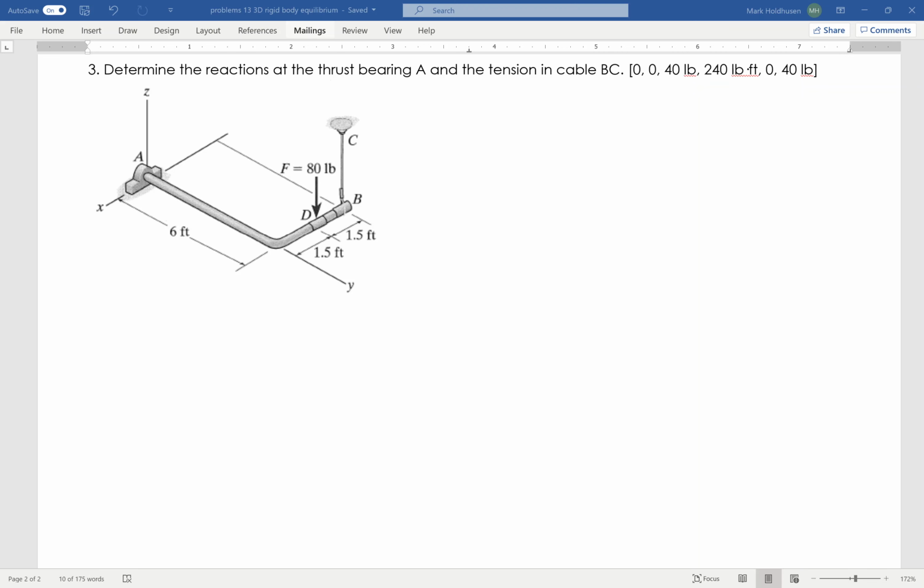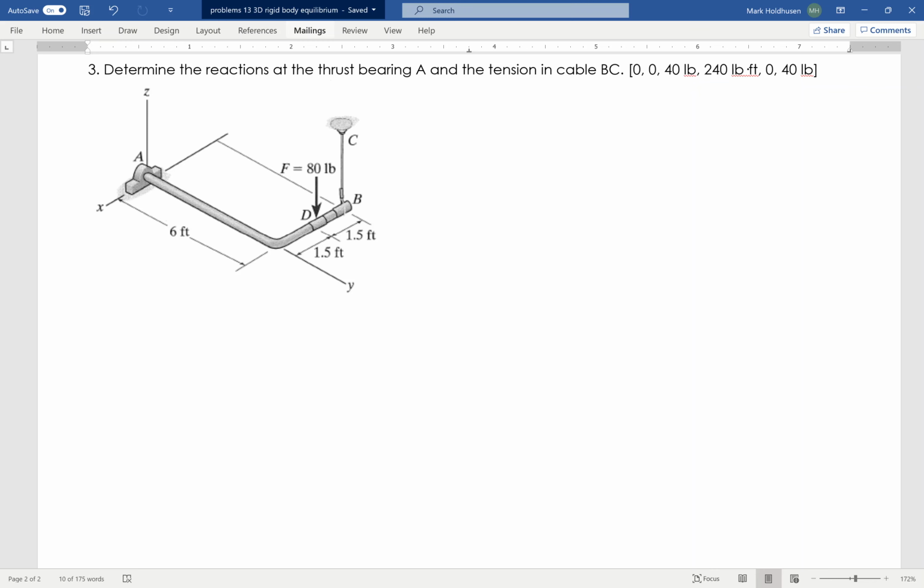Okay, I have a rigid body here. It's got a thrust bearing at A. We'll talk about what that means exactly in a second. And then it's got a cable at BC and a load of 80 as shown there. So we're going to start with the free body diagram as we always do.